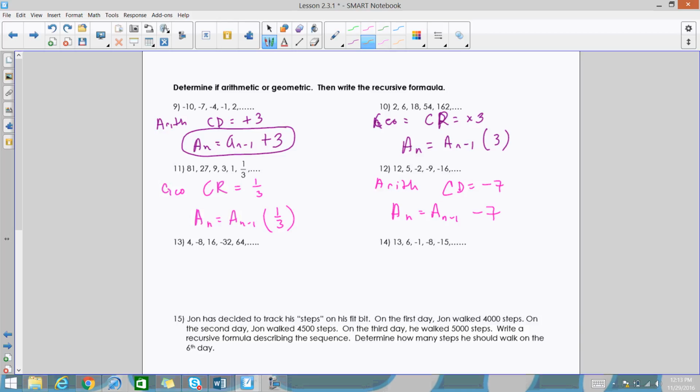All right. Number 13, notice right away it's positive, negative, so it must be geometric. It's a multiplication by a negative number, so the common ratio is going to be -2. A sub n equals a sub n minus 1 times -2. And then lastly, this is arithmetic, and your common difference is -7. So a sub n equals a sub n minus 1 minus 7.